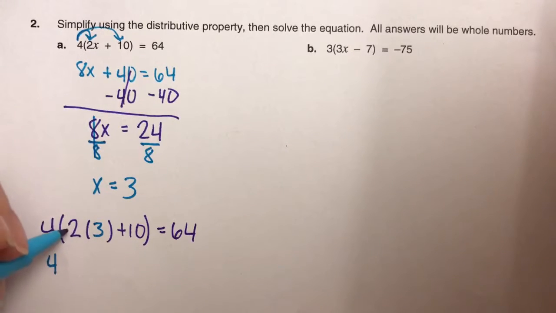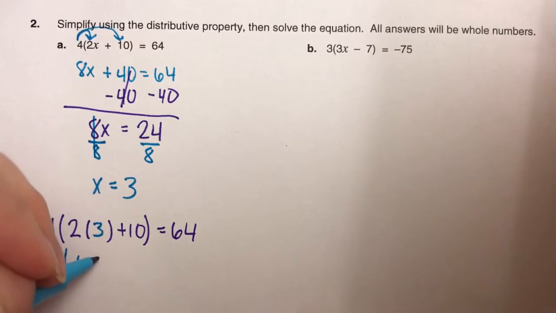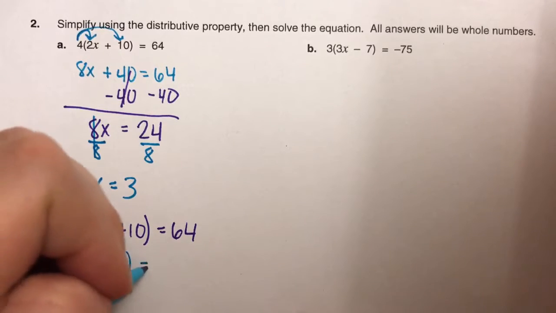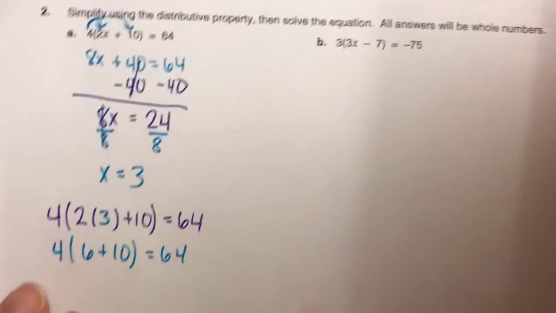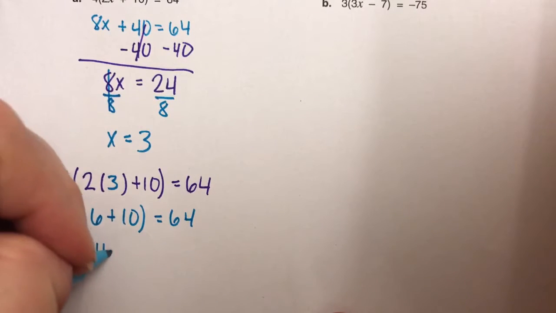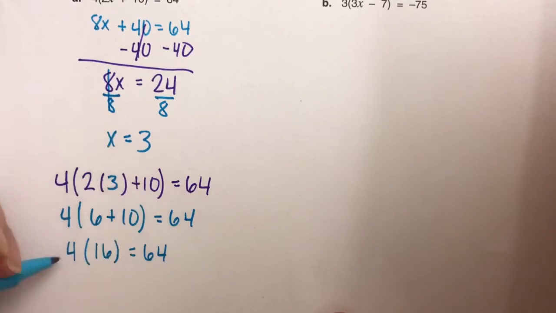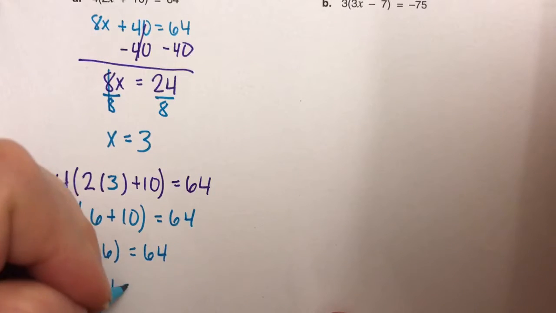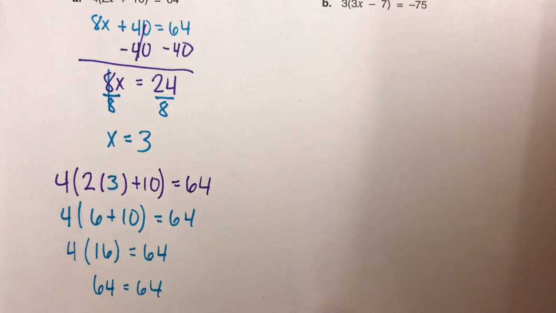So 2 times 3 is 6. I'm just going to leave that. 6 plus 10, equals 64. And then I'm going to keep going. 4, and then 6 plus 10 is 16, equals 64, and then 4 times 16 is 64. And we know that the answer is correct. So that would be how you get a level 4 on your test.